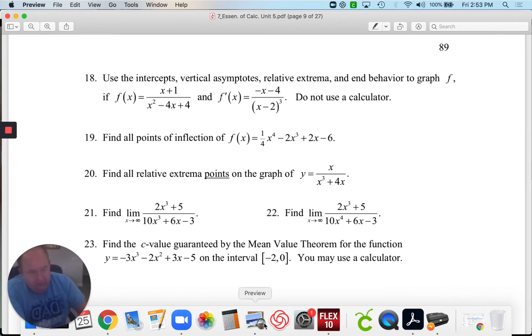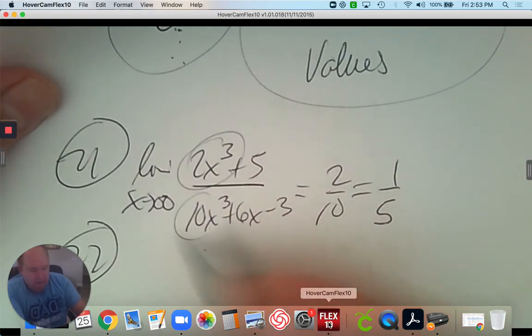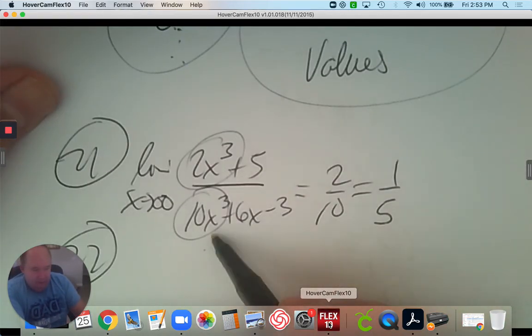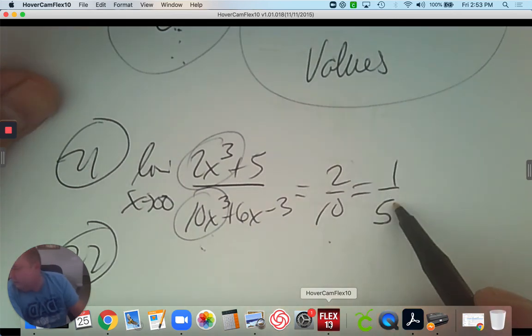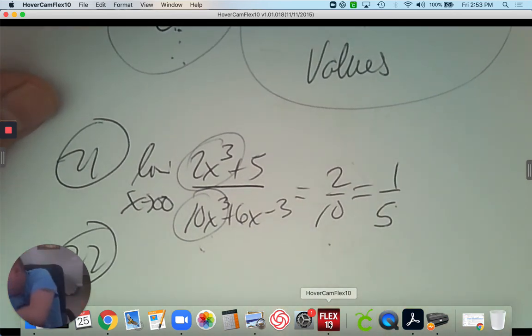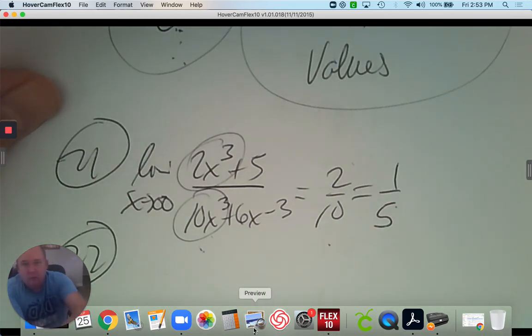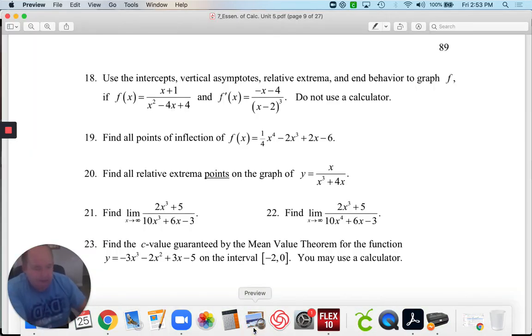For 22, again, it's just power over power. So the x cubes divide out, so it's 2 over 10, or 1/5. Again, right-hand behavior, as x approaches infinity.